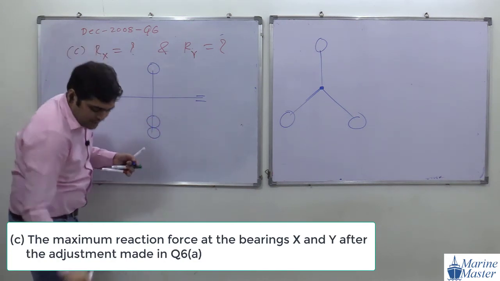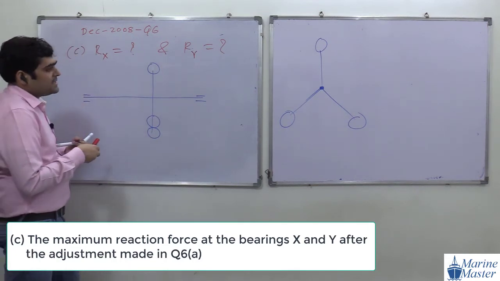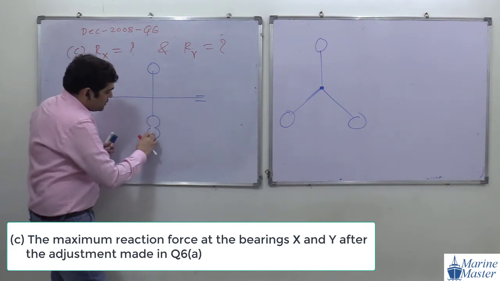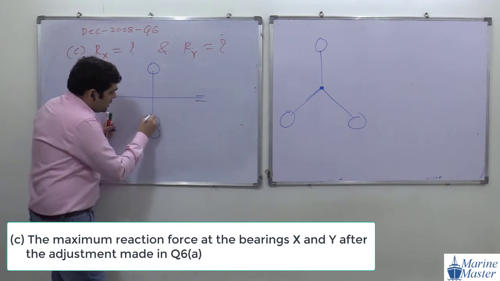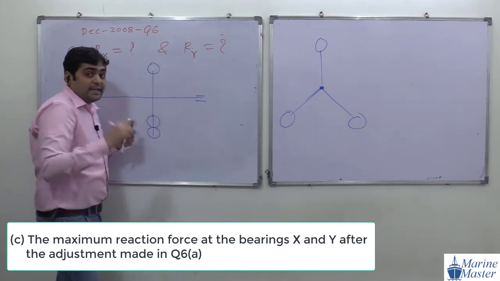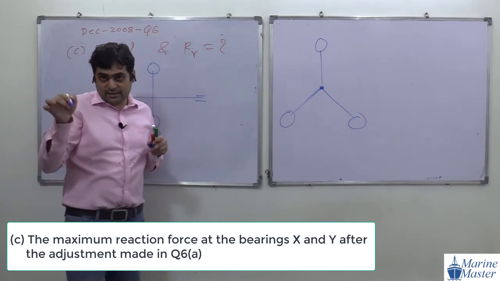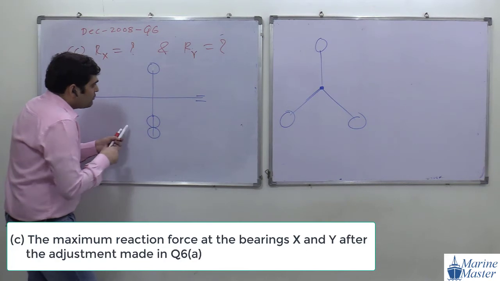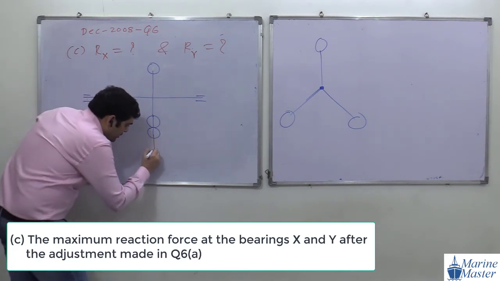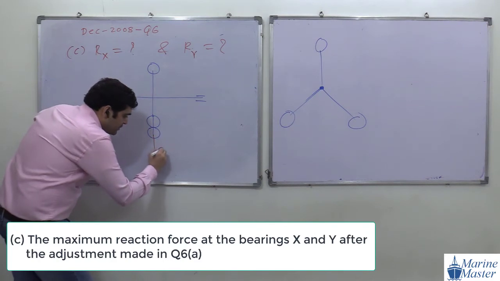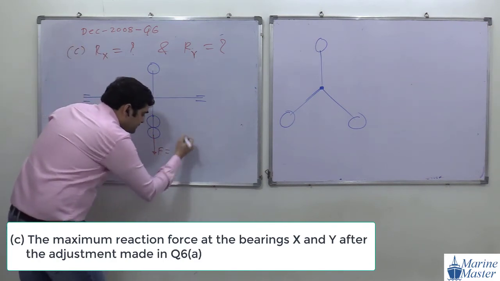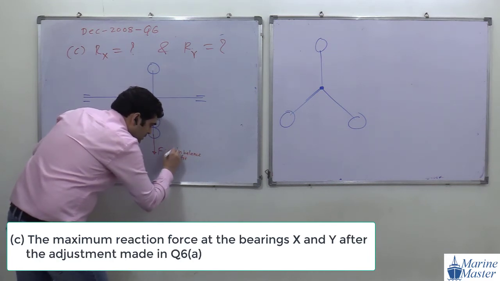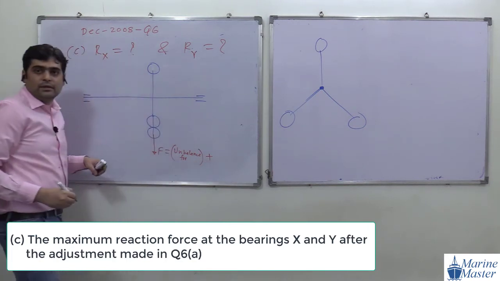See the scenario here, everyone. Due to unbalance, what will happen? Centrifugal force, meaning unbalanced force, will be created. In the earlier question there was only one mass, the rotor mass. But here the unbalance is due to three masses. So what will be the net force here? F will be a combination of the unbalanced force plus the total weight.